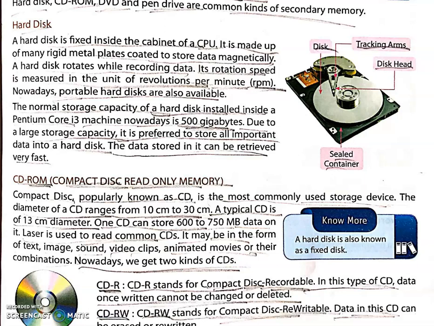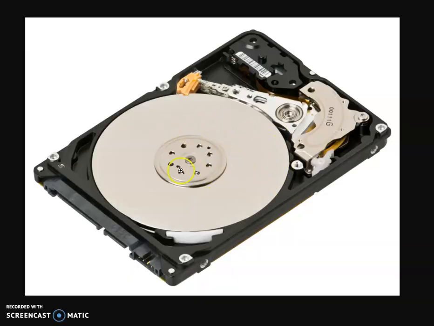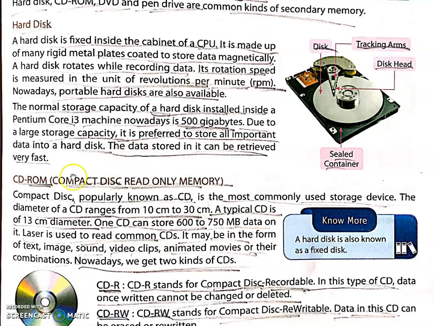A hard disk rotates while recording the data. So whenever you are storing data, this hard disk keeps on spinning. It will spin like you spin a CD or any other DVD. So it keeps on spinning while you write the data on this hard disk. Its rotation speed is measured in revolutions per minute, which is called RPM.